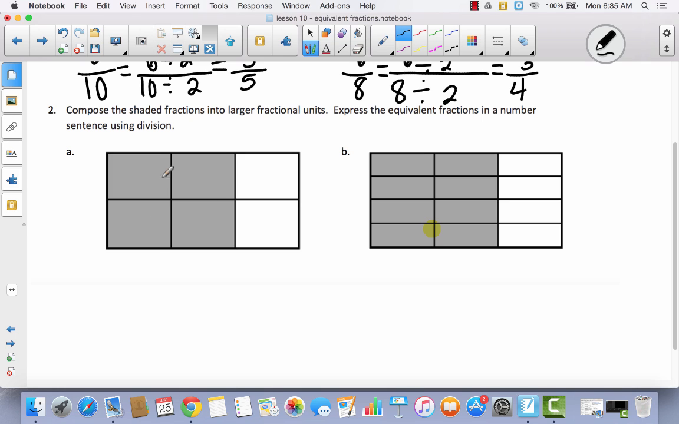Why don't you try to do A by yourself? The numbers are kind of small. I think you can do this one pretty easily. Pause the video and then come back and let's see how you did.